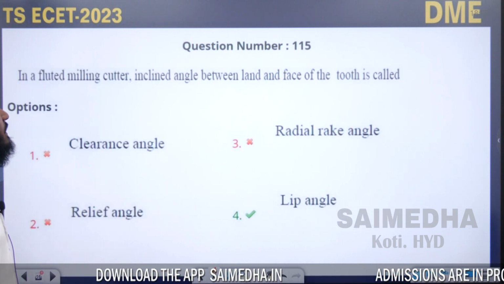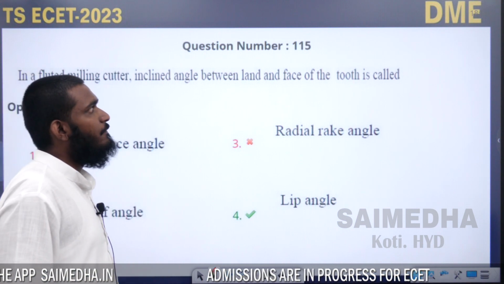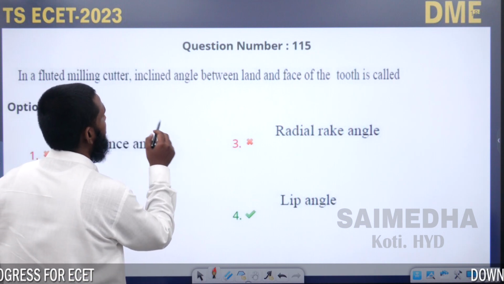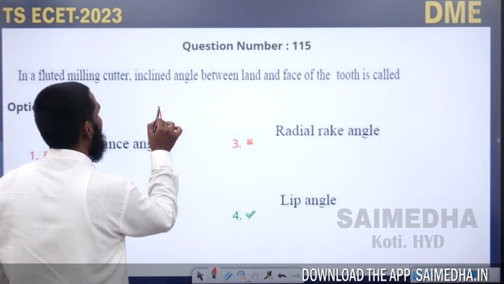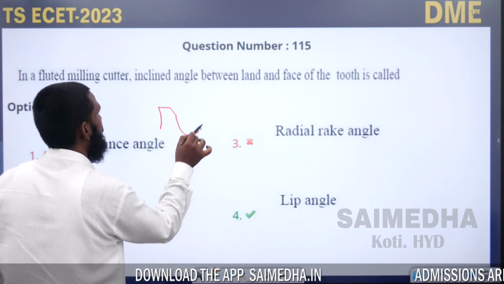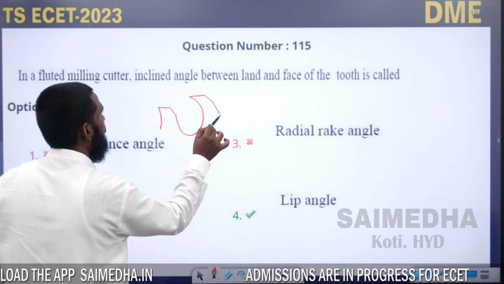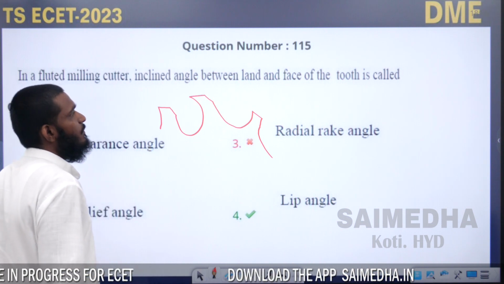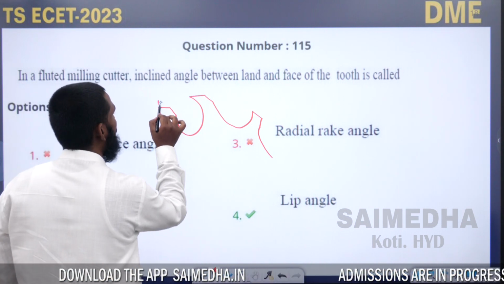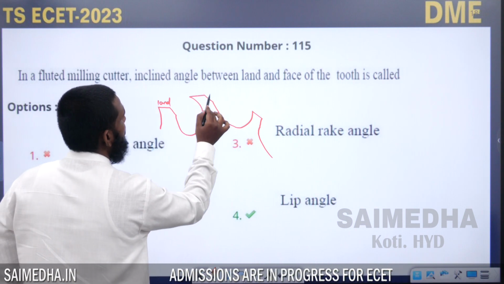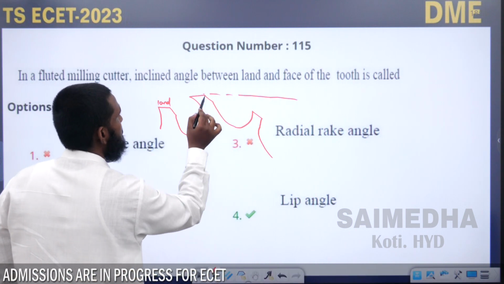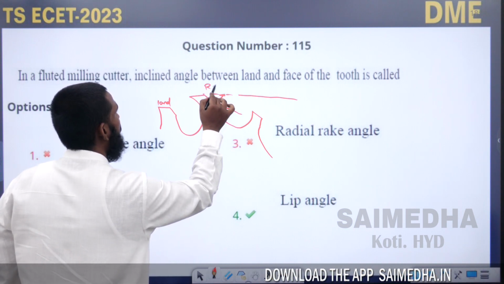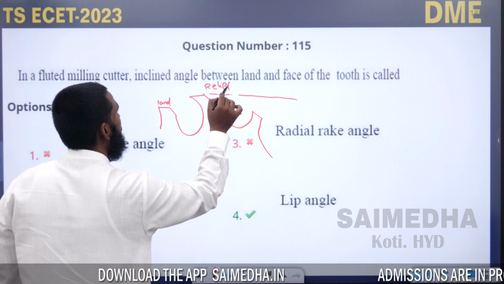Now next, in a fluted milling cutter, the inclined angle between land and face of the tooth is called. Now if you are taking the milling cutter over here, what will happen? Suppose this part we have taken, like this we are taking over here. Now this part we are calling a land. Now we have taken some tangent over here like this. For this tangent and this line, this part we are calling the relief angle.